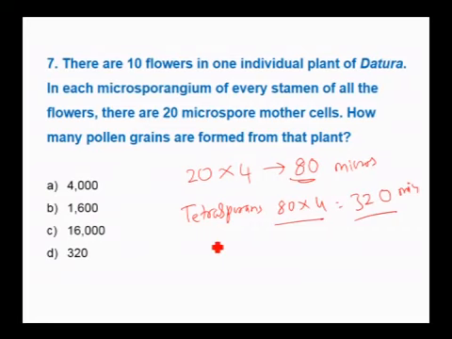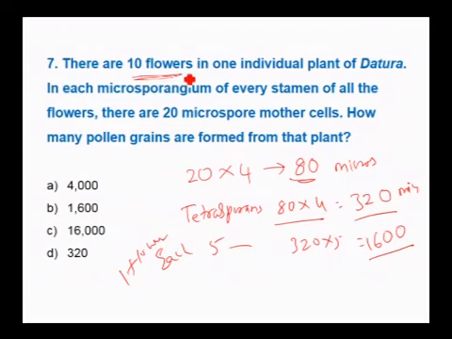Each flower has 5 stamens. Therefore, 320 into 5, 5 twos are 10, and so on, it is 1600 for one flower. But how many flowers? 10 flowers. Therefore, 10 into 1600, it will be 16,000 microspores.